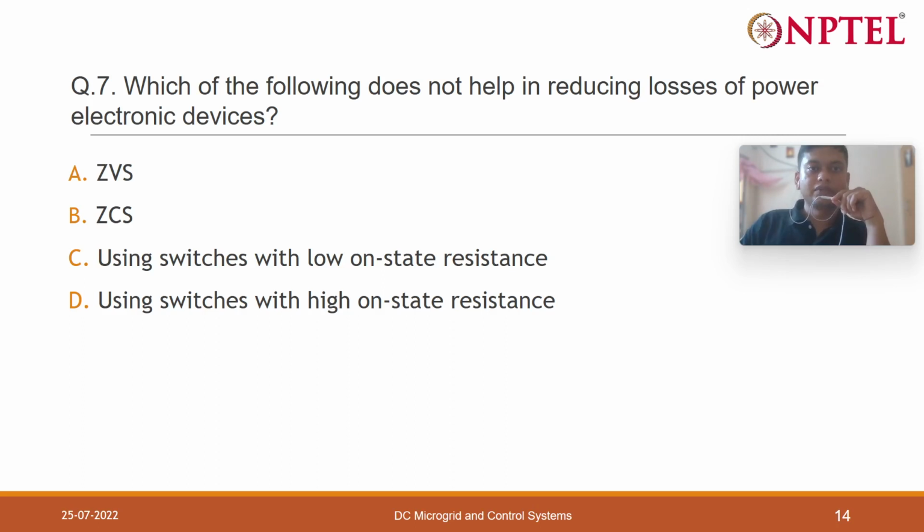Which of the following does not help in reducing losses of power electronic devices? A option is ZVS, B option is ZCS, C option is using switches with low on resistance, D option is using switches with high on resistance. So try this.